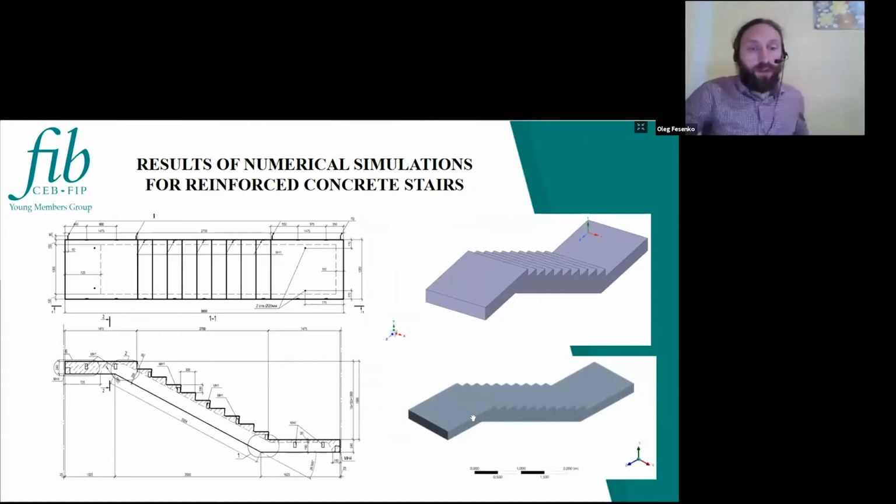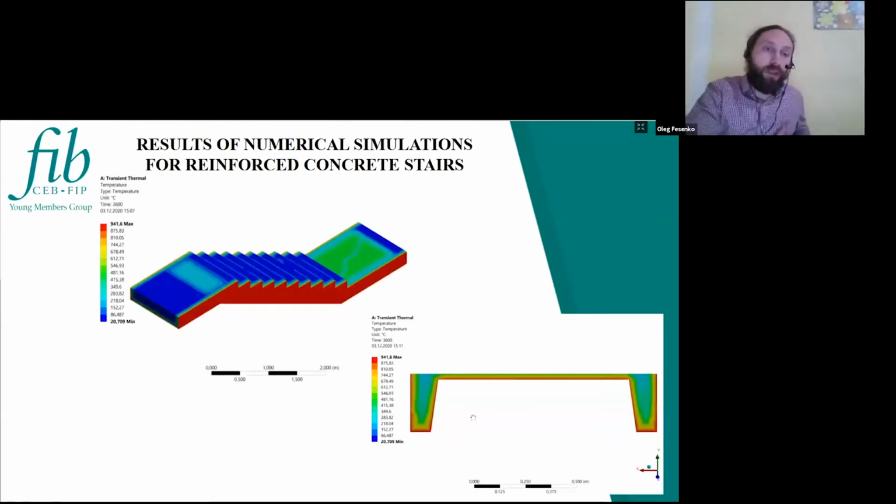Another case is the analysis of reinforced concrete stairs. You also can see the geometry, the finite element method, the element mesh, and you can see the thermal distribution on the elements of these stairs. This calculation was made for a period of time of 60 minutes, and fire exposure on three sides of this part of the stair.